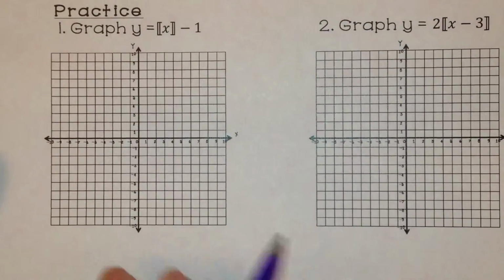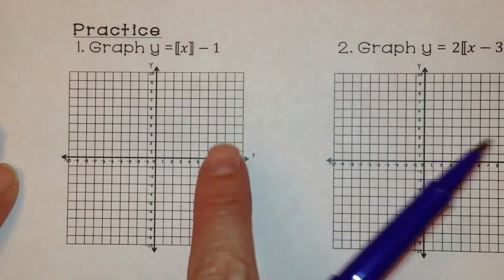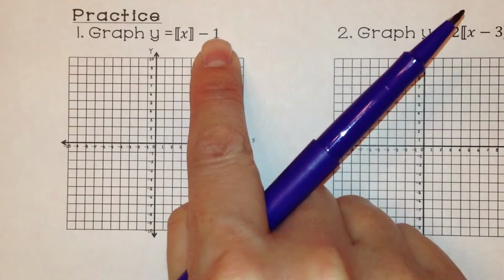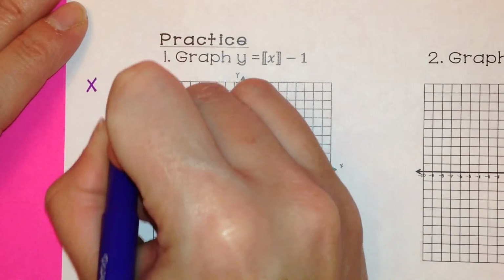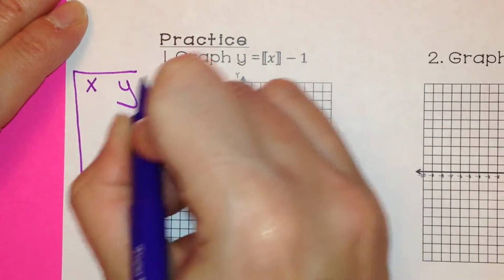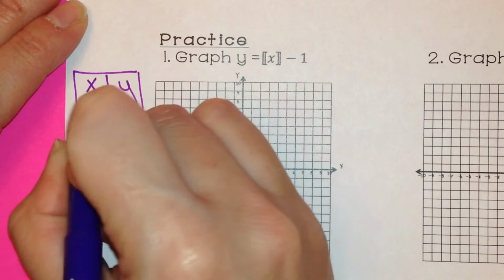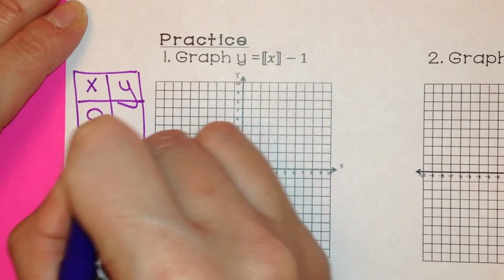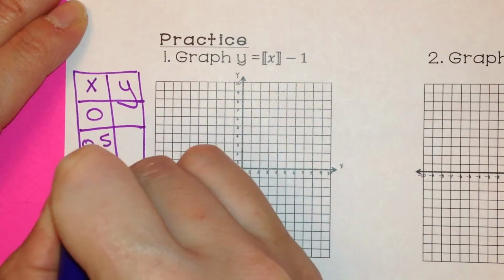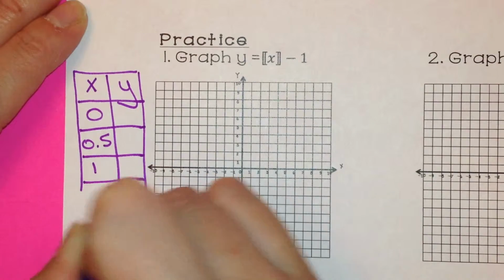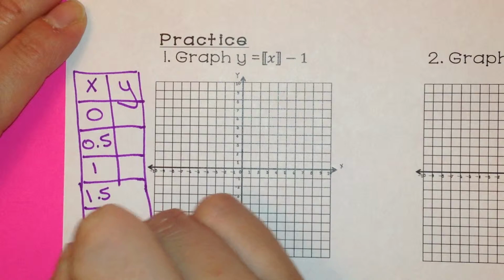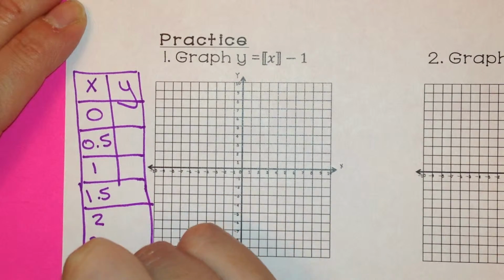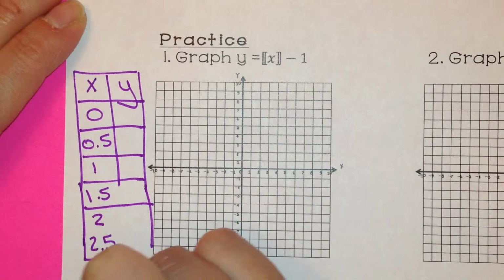All right, so this first one, the -1 is outside. So I'm going to create my table. We have x and y. All right, again, I'm going to choose 0, 0.5, 1, 1.5, 2, and 2.5.